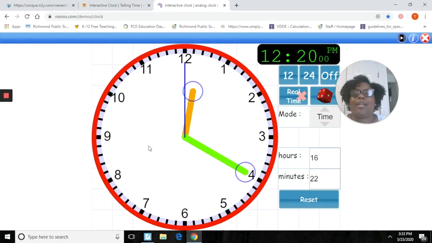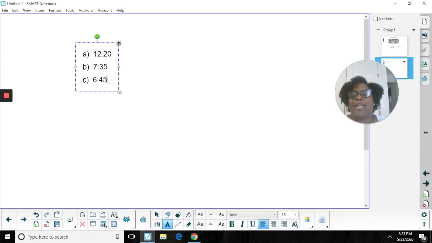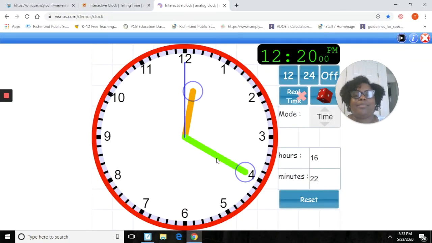And I think it's already given away. What time does this clock say? Okay, so we need to determine what time it says, right? These are our choices. A, 12:20, B, 7:35, or C, 6:45. And what time does our clock say?